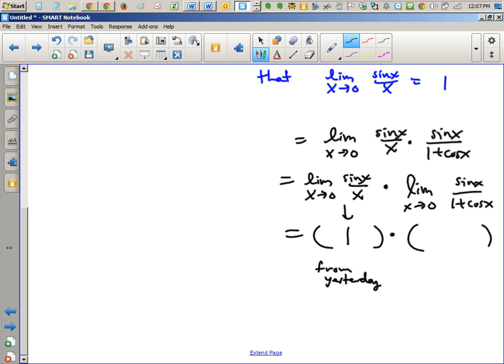Oh no, a new problem to work on. What is the limit as x goes to 0 of sine x over 1 plus cos x? Well, what's the first thing we're going to try? Plugging it in. And we get 0 over 1 plus 1. So the answer is simply 0.